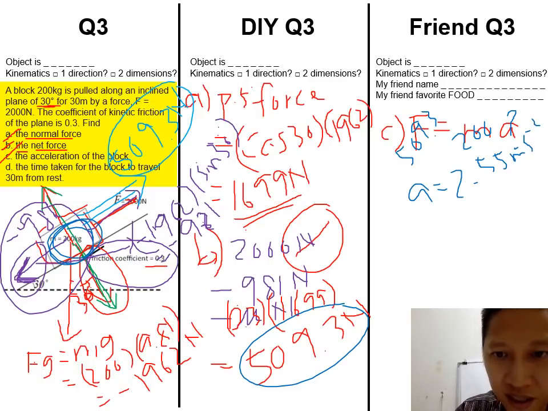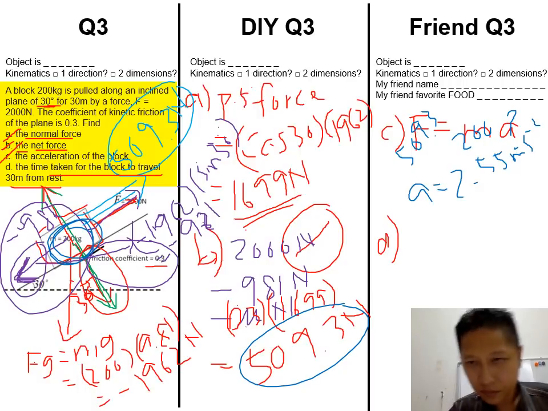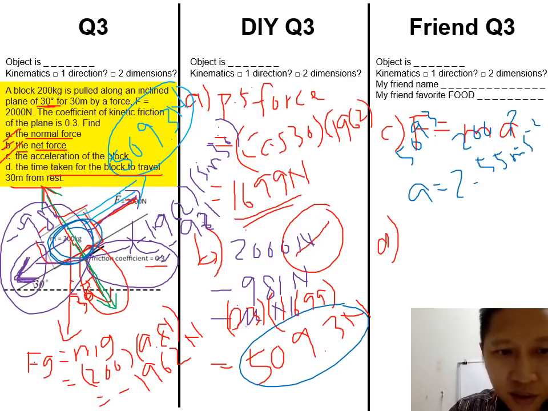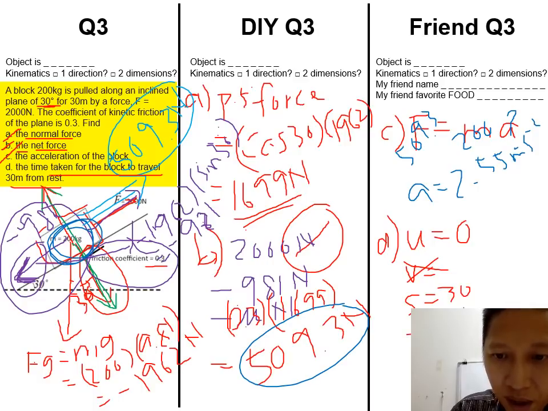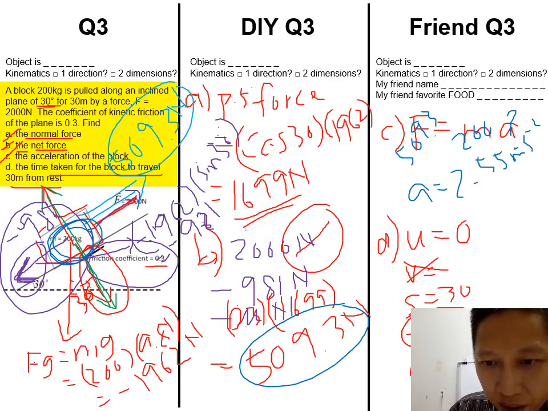And the last question, D. The time taken for the block to travel 30 meters from rest. Since it's stated it is at rest, do we have the V? No, we don't have the V. Do we have the S, the distance? Yes, 30 meters. Do we have the time? No, we don't have the time yet, but we want to find the time. How about the A? Yes, we have the A, 2.55.